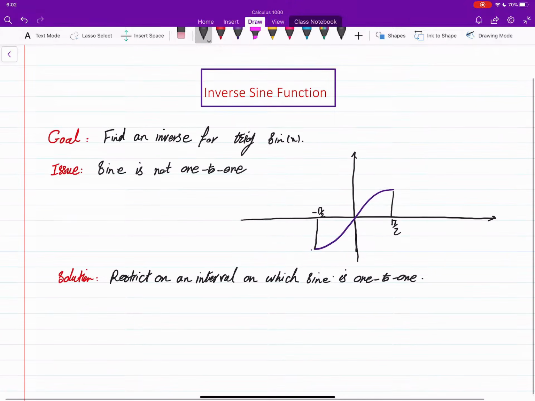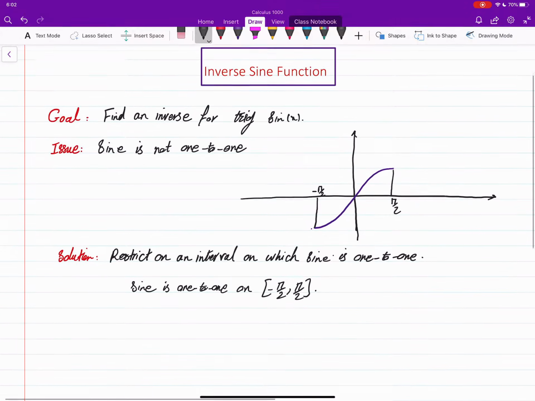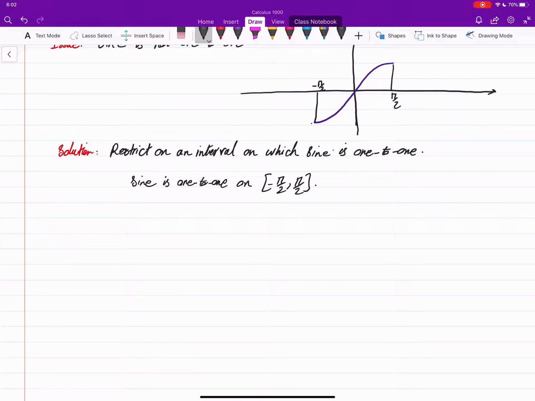So the standard piece that we do here is that sine is one-to-one on the interval -pi/2 to pi/2. And since it is one-to-one and thus invertible, we can have its inverse. So the definition comes now.